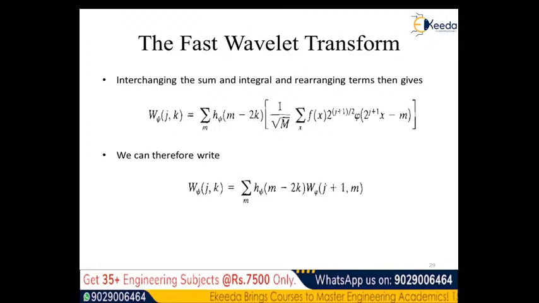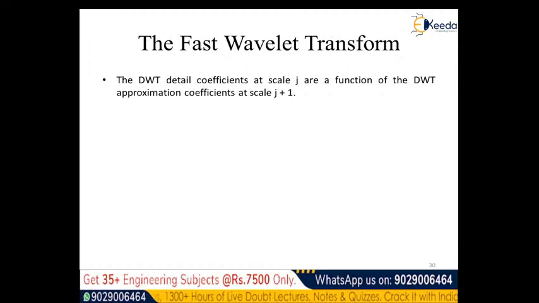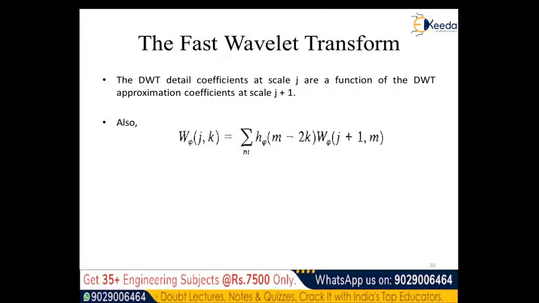Now the discrete wavelet transformation wavelet coefficients, also known as the detail coefficients at the scale level denoted small j, are basically functions of the discrete wavelet transformation scaling coefficients, also known as the approximation coefficients at the scale j plus 1 here, and therefore we have the relation denoted that W_φ(j,k) is equal to the summation of h_φ(m minus 2k) into W_φ(j plus 1, m).